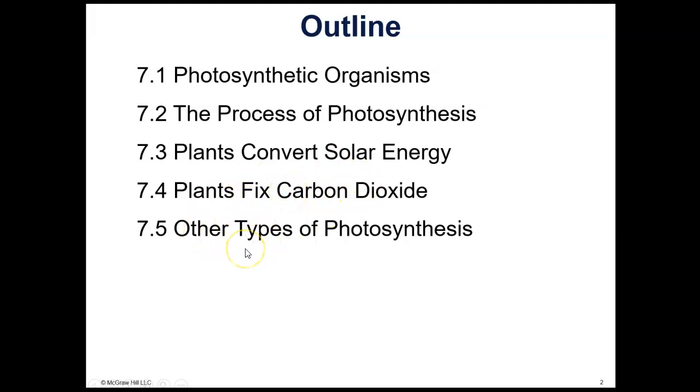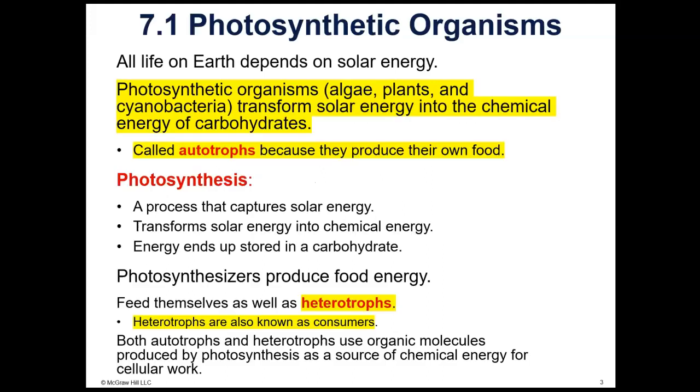And then the last section is that there are plants that carry out photosynthesis in slightly different ways, and we'll talk about that, okay? All right, so section 7.1, all life on Earth depends on solar energy or sunlight. Some life depends on it directly. The photosynthetic organisms depend on sunlight directly because they have to capture sunlight in order to make their own food.